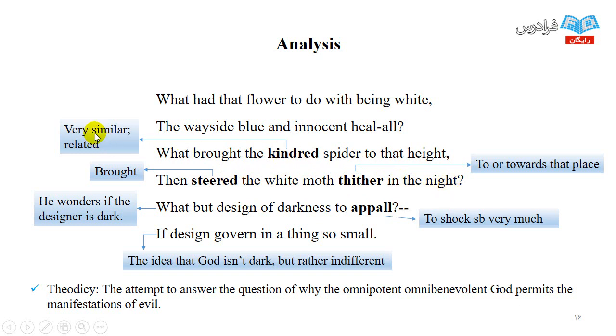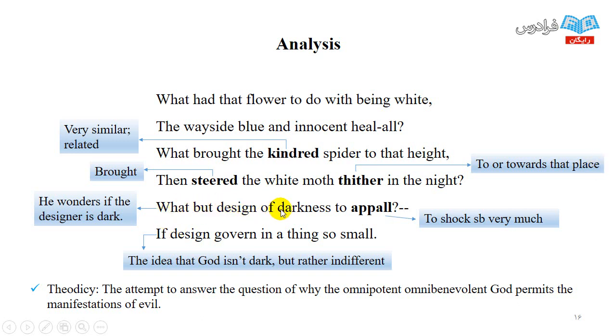Kindred means very similar, related. Steered means brought. Thither means to or towards that place. The speaker asks, what brought these characters together? The spider is kindred or related to the white flower. What brought the spider, who is related to the flower, on the top of the flower, then brought the white moth there in the night?